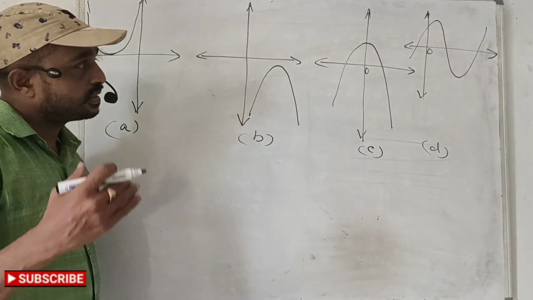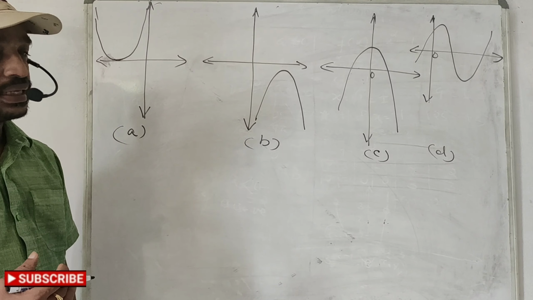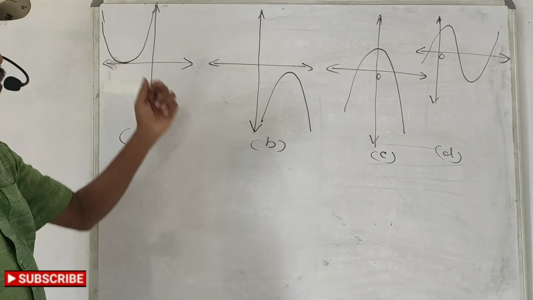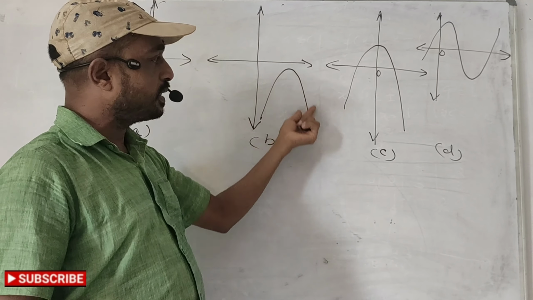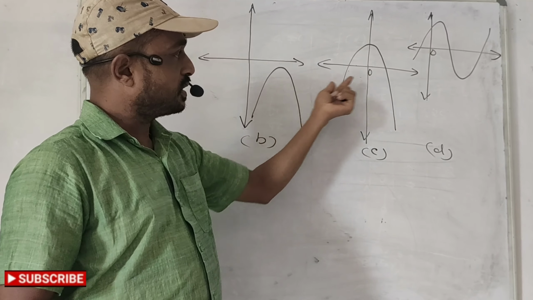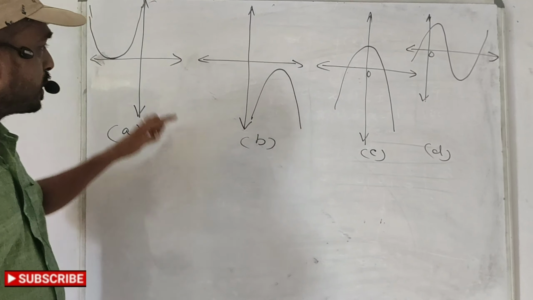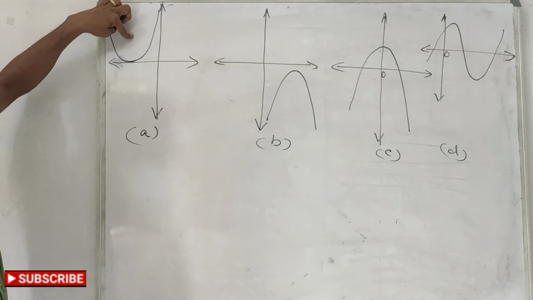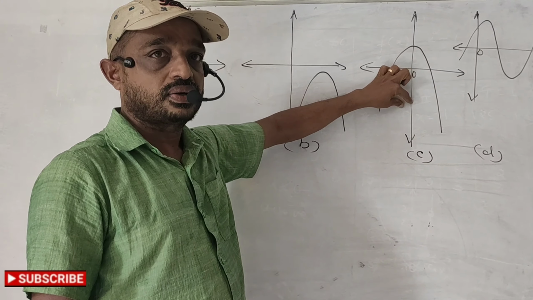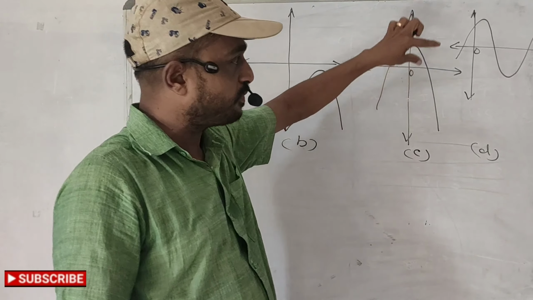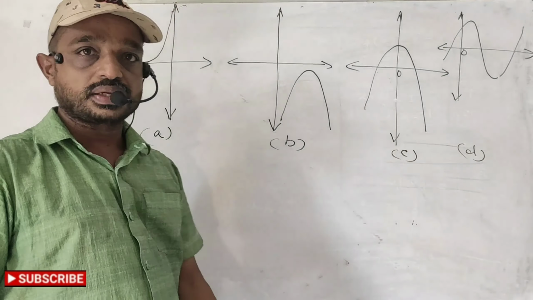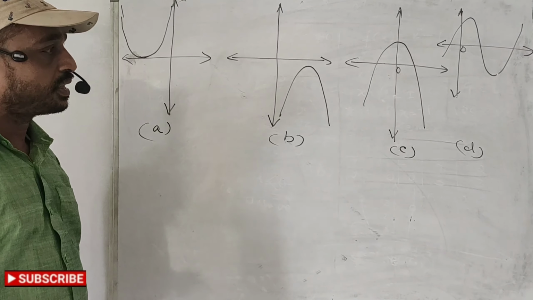We have seen that the graph of a quadratic polynomial is either a parabola opened upwards or a parabola opened downwards. So these two are parabolas opened downwards, and this is a parabola open upwards. So these three graphs actually denote a quadratic polynomial, but the fourth graph is not a parabola, so this graph does not represent a quadratic polynomial.